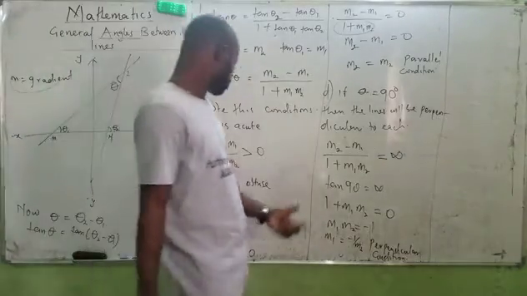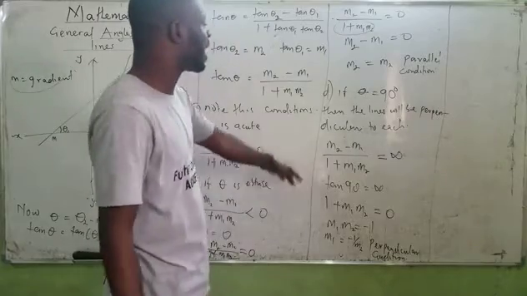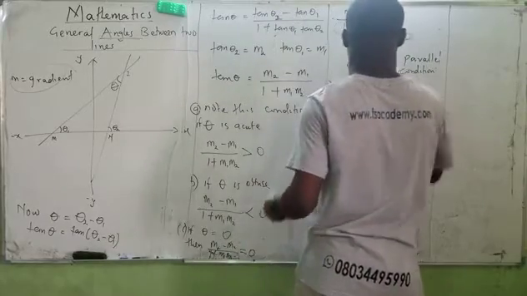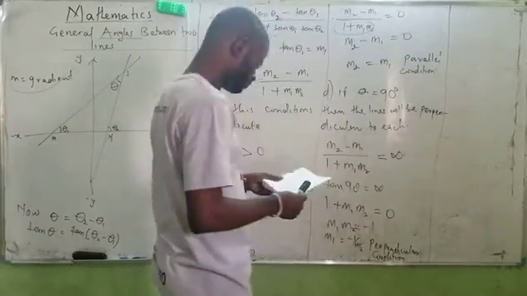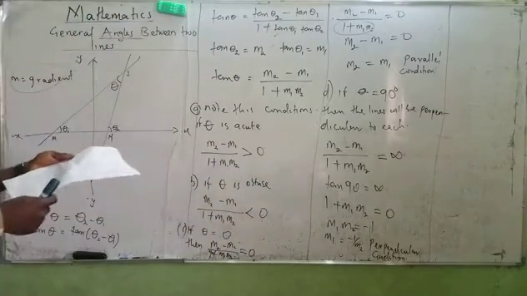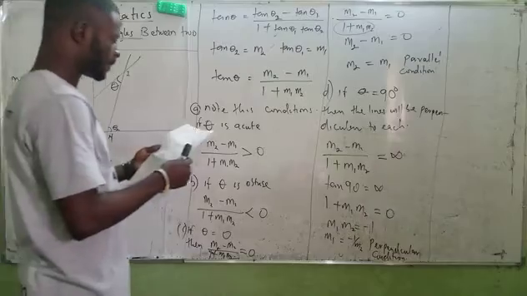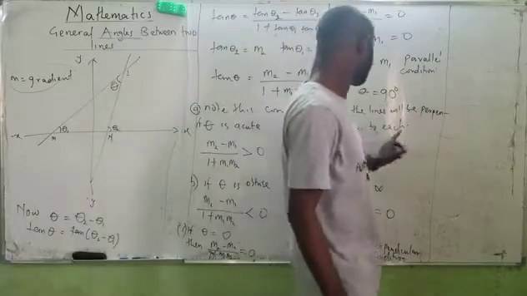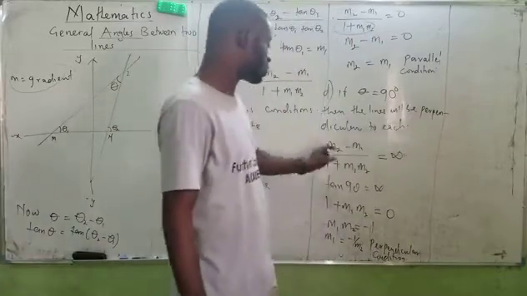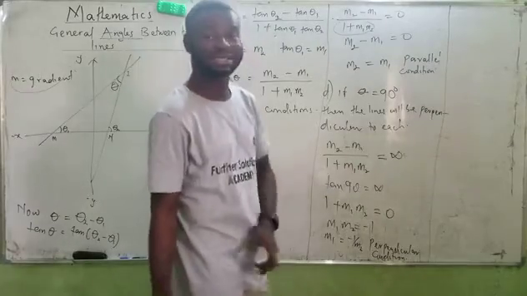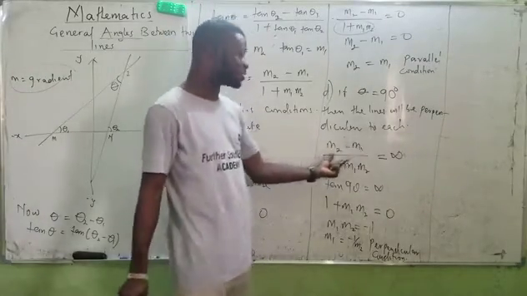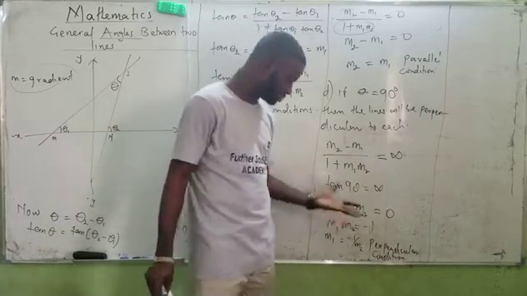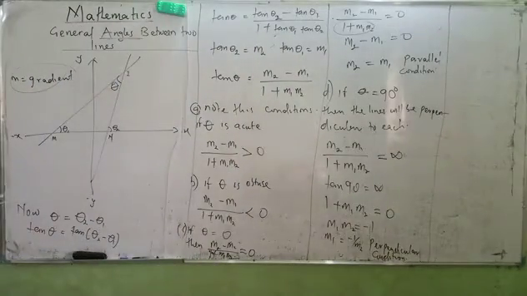If it equals 0, it means I will have the parallel condition, which is M2 equals M1, and vice versa. Okay, I think I'm making sense. Now, when theta equals 90, it means the lines will be perpendicular to each other, and you know that tan 90 is undefined. For you to get undefined as a function here, this particular part will be equal to 0. From there, I can manipulate and show your skill that you know mathematics.